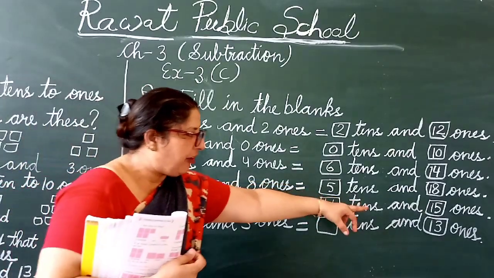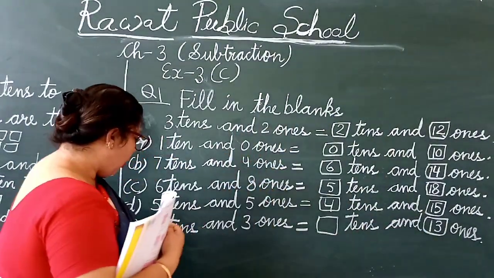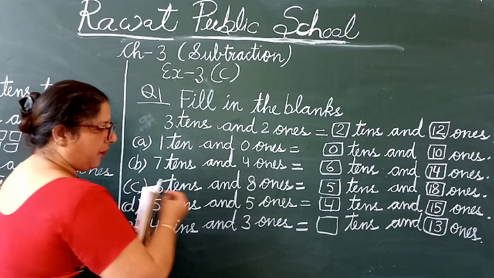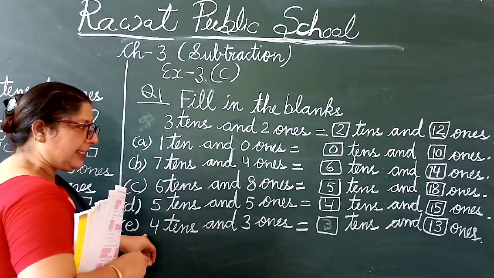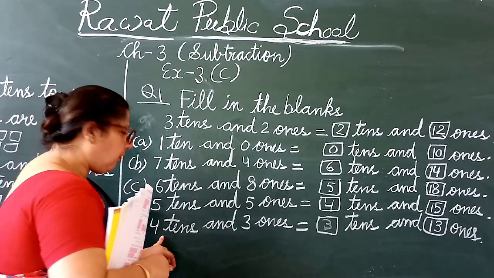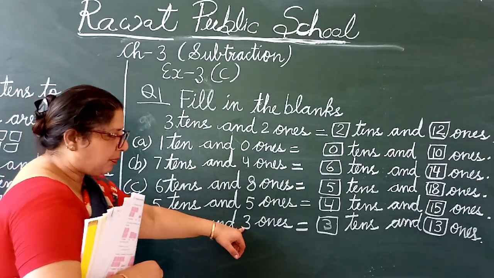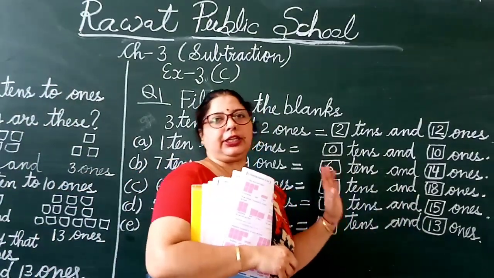अब हमारा 1 ब्लैंक में 13 ones है, तो how many tens? 4 minus 1 is equal to 3 tens. 4 minus 1 is equal to 3 and 1 ten is equal to 10 ones. 10 ones plus 3 ones is equal to 13.